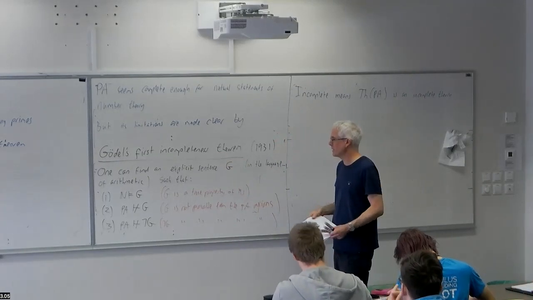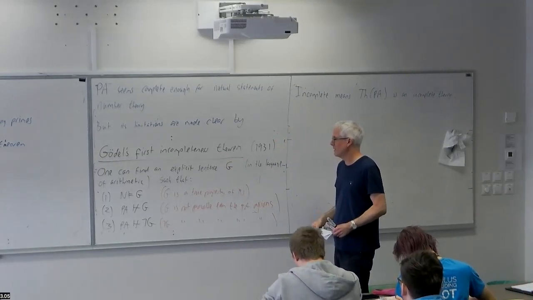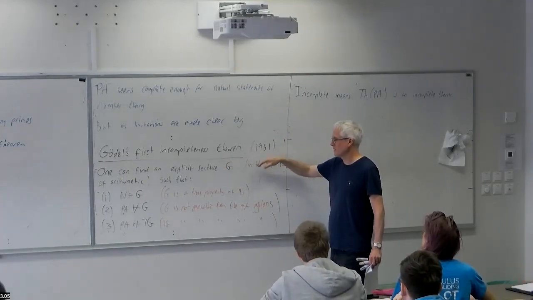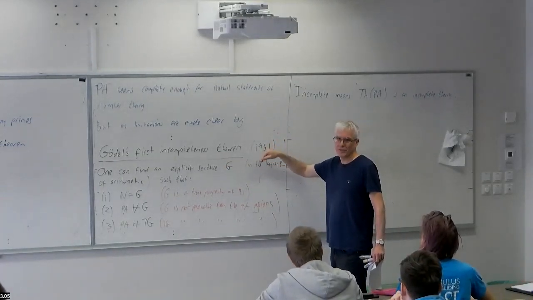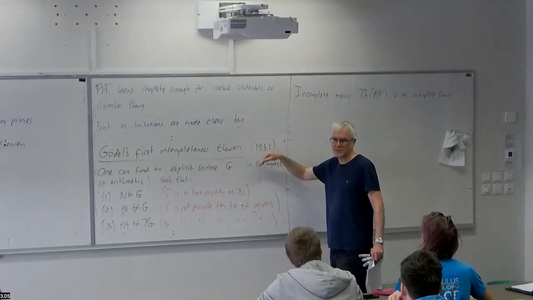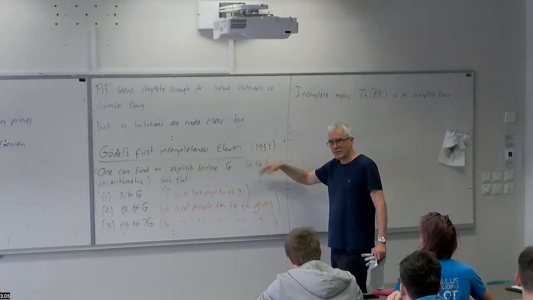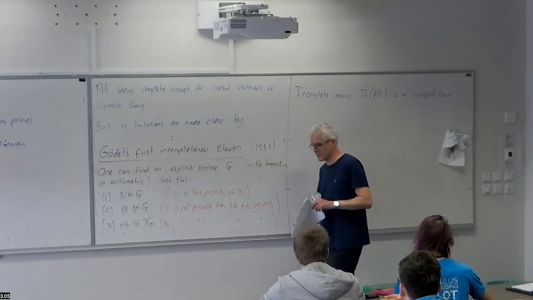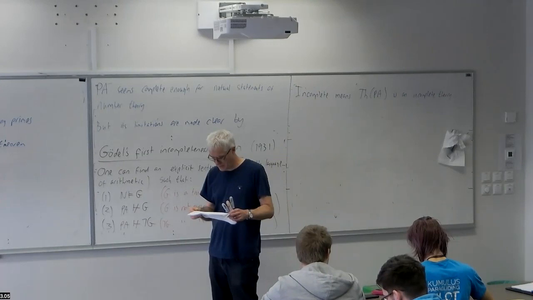His second incompleteness theorem is about one sentence that we cannot prove: that Peano arithmetic cannot prove that it itself is consistent. That requires a little bit more context, so I'm going to postpone that to the end of the course.